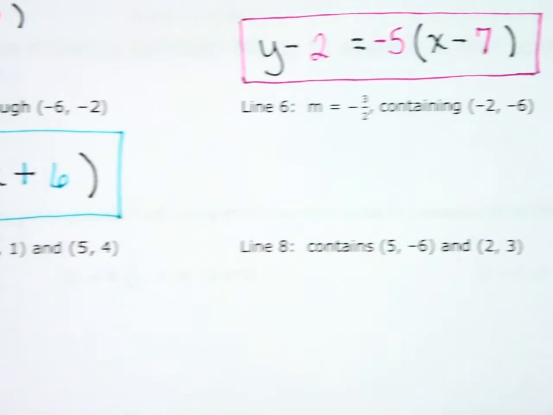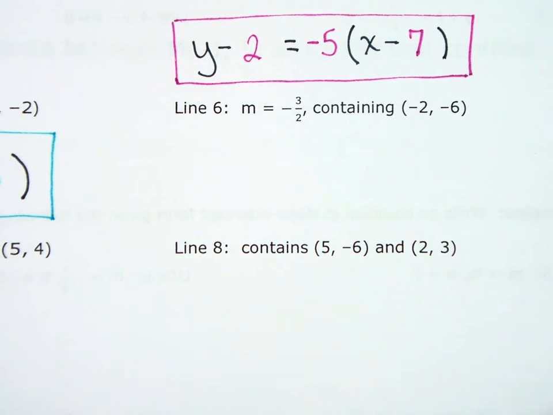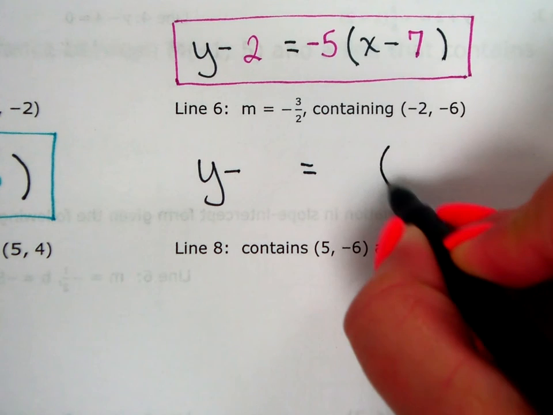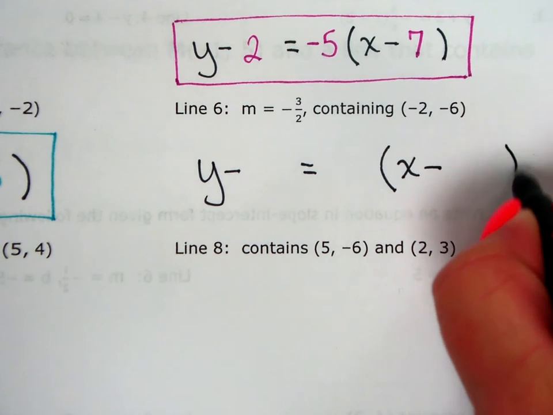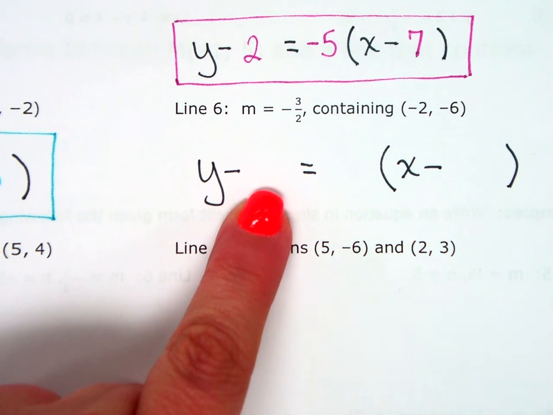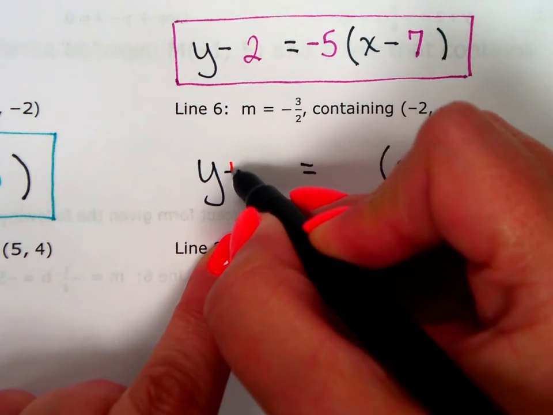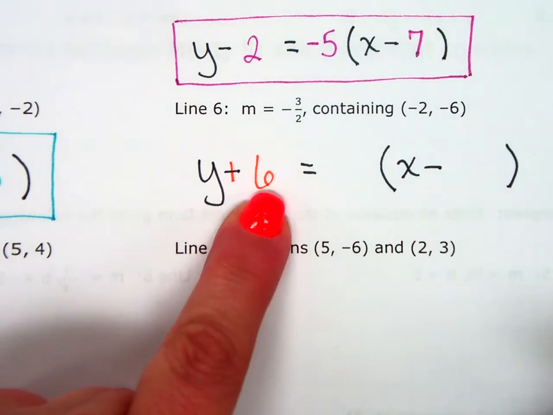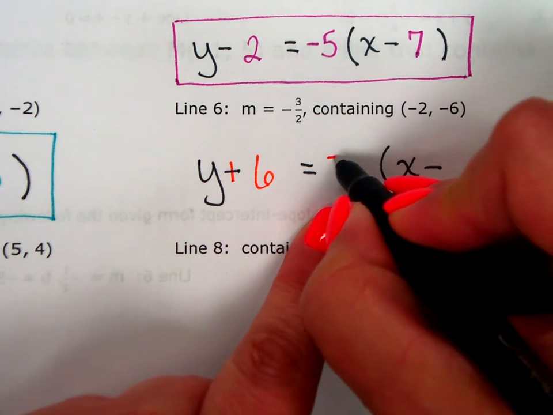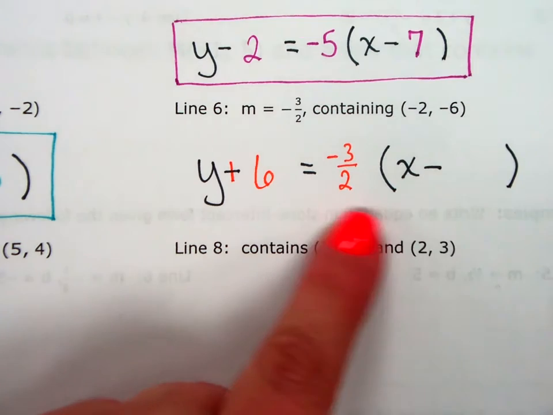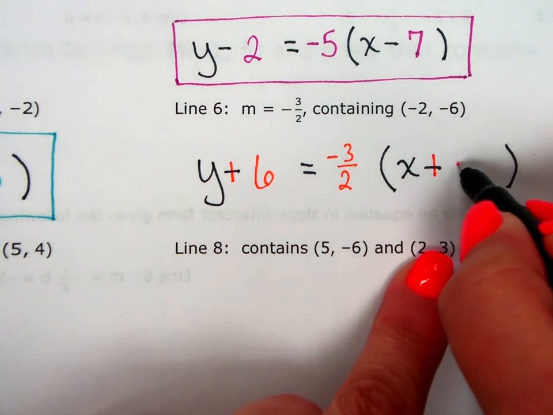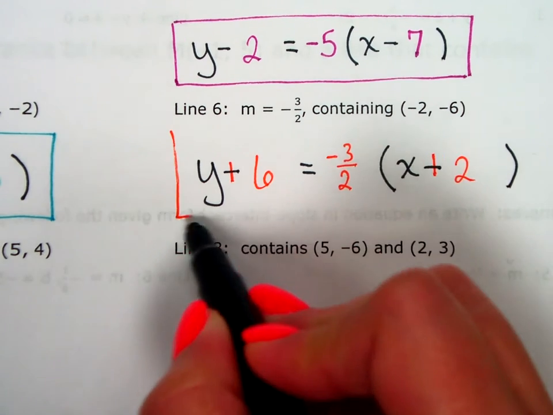All right, the next one. Y minus equals, parentheses, x minus, parentheses. What's going to go in my first blank? -6. I'm going to change it into a positive 6. -6. What's going to go in my second blank? -3/2. And in my last blank? -2. -2.